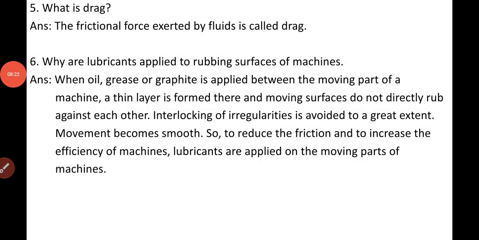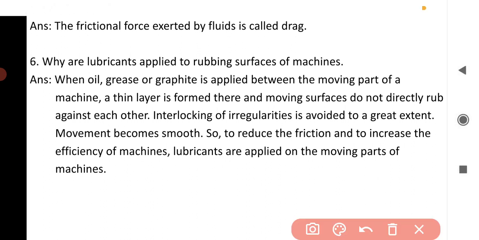And the last question for today's video and for this chapter: why are lubricants applied to rubbing surfaces of machines? Clear? So here is the answer. Lubricants such as oil and grease. No need to write graphite over here. Just write oil or grease.